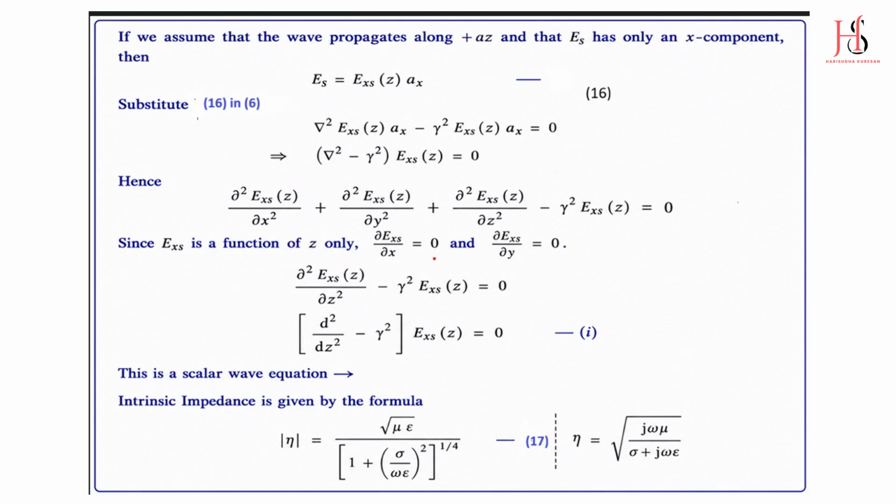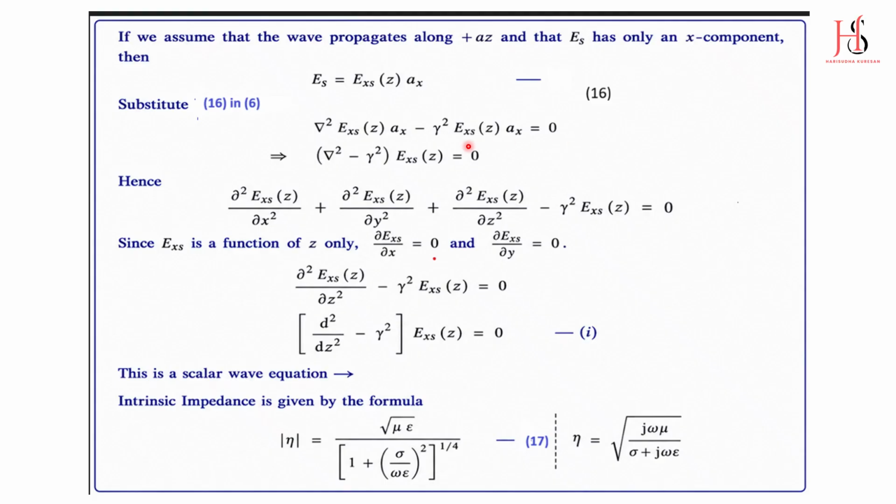Okay. Now, if you assume that the wave propagates along the positive z axis, so the unit vector will be az, and that Es has only the x component, then we can write Es is equal to Exs of z into ax. This is your 16th equation. Now you substitute the 16th equation in equation 6, therefore you will be getting del square Exs of z ax minus gamma square Exs of z ax is equal to 0.